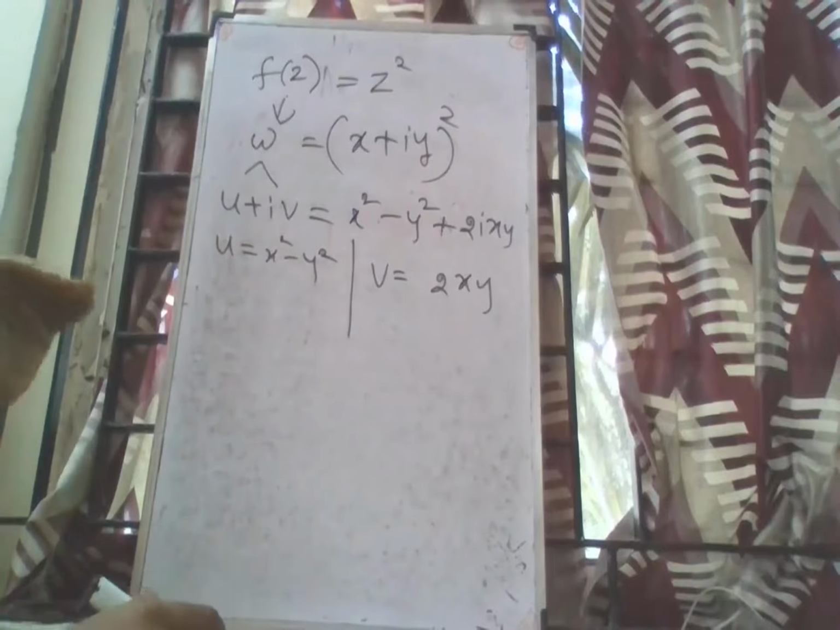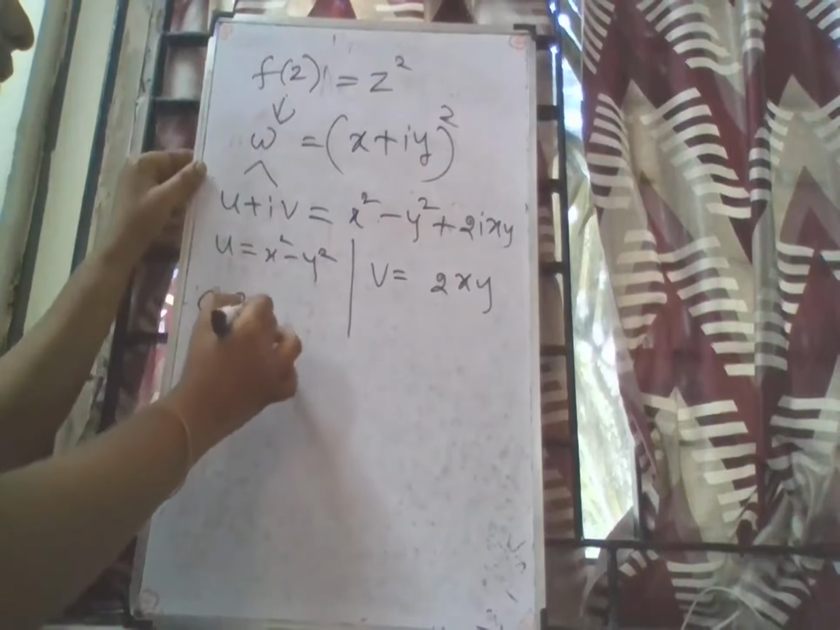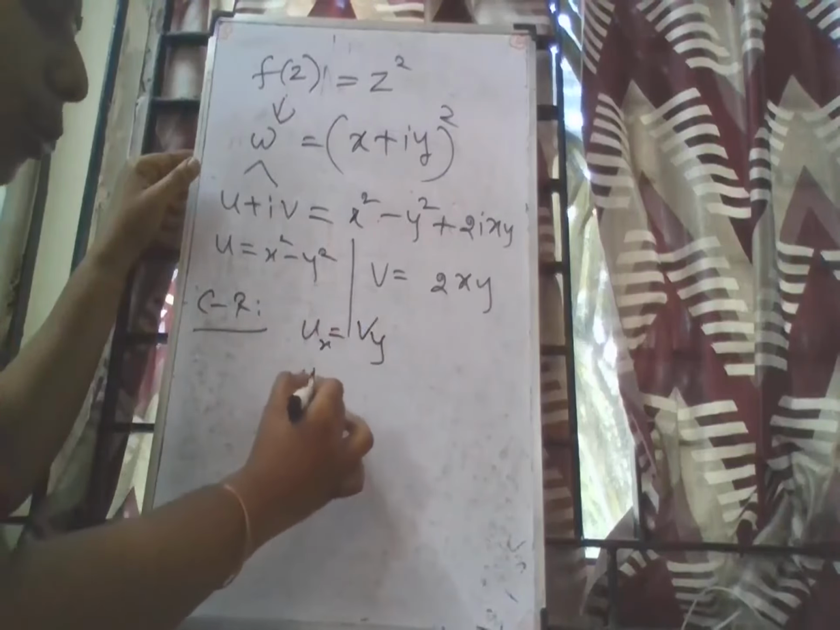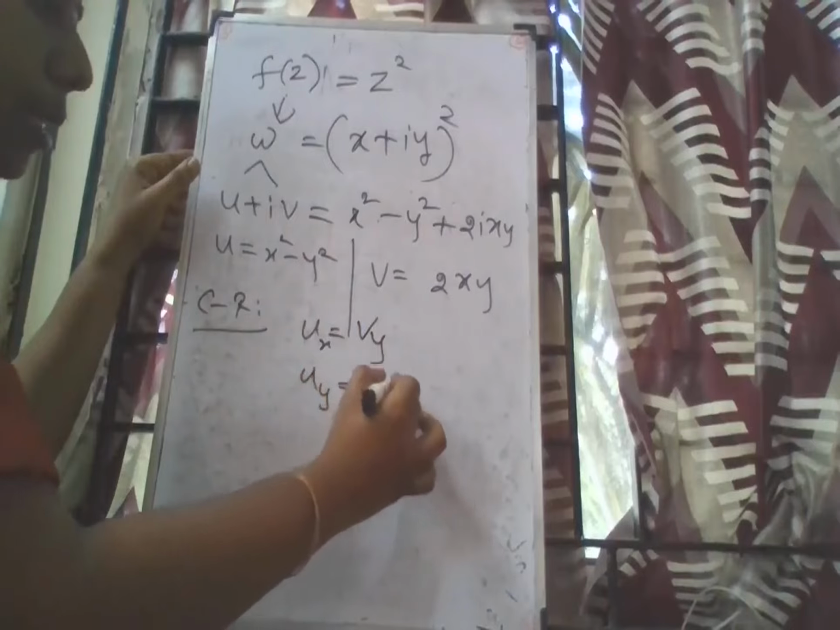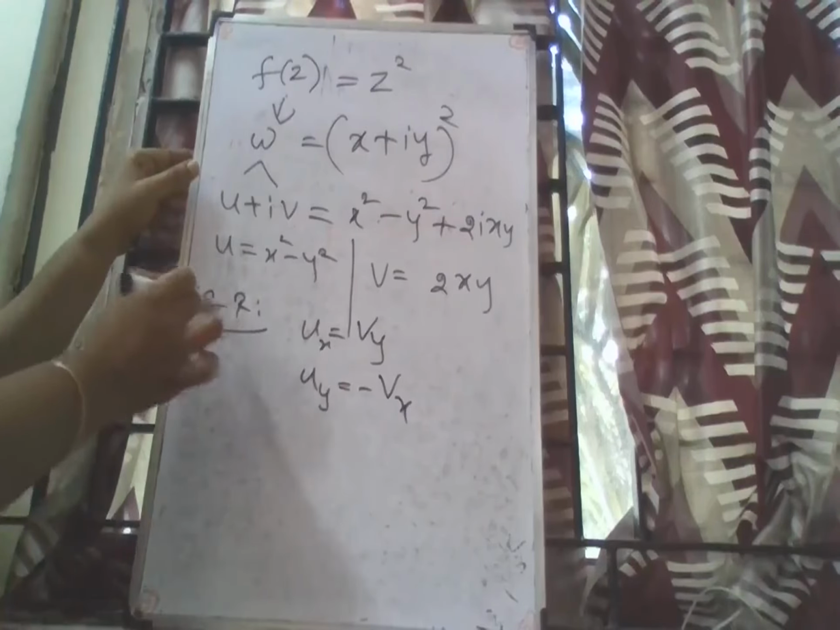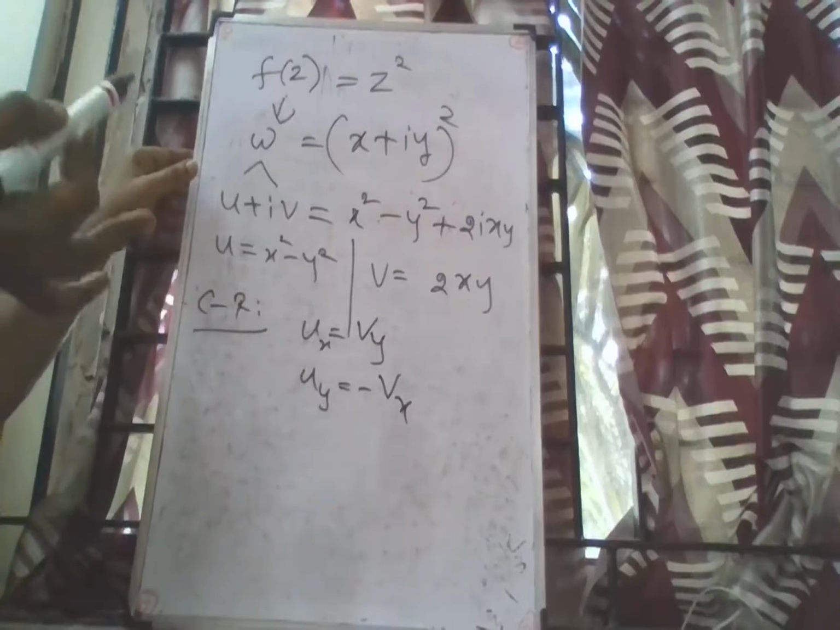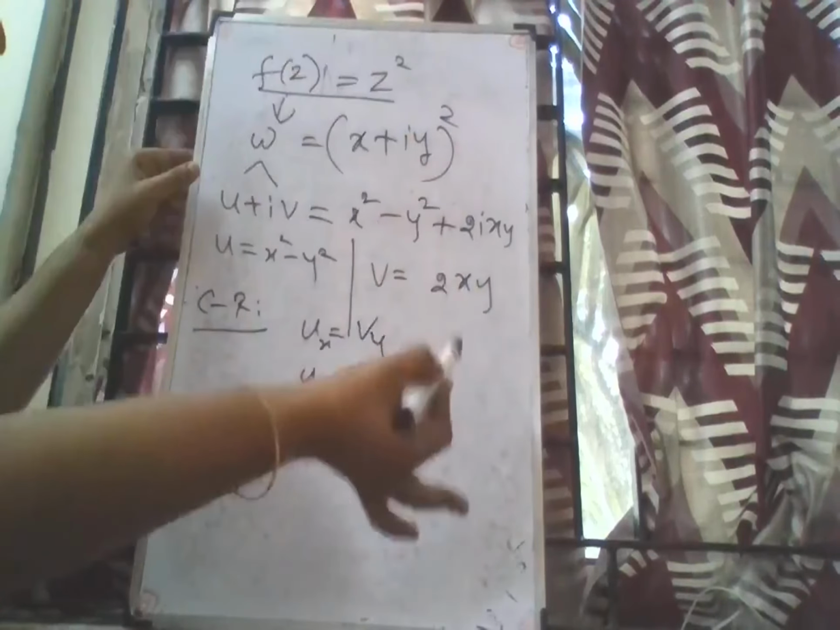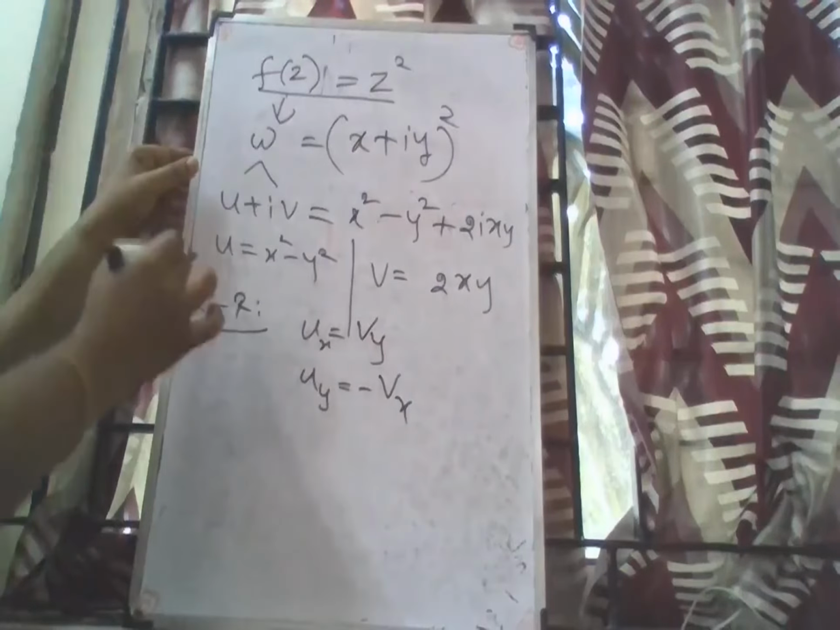Only for that purpose, they have introduced the CR equation: ux should equal vy. What is the other condition? uy equal to minus vx. Only for that purpose the CR equation has been introduced. So it is easy for us to verify whether the function f of z is analytic or not. Let us wait and watch.